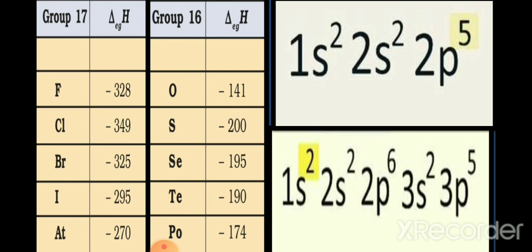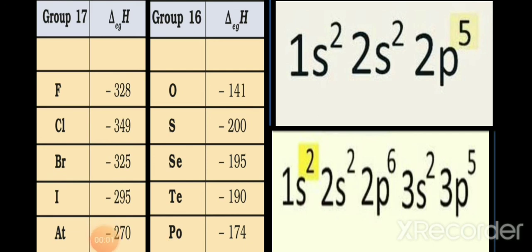But the electron gain enthalpy of chlorine is more negative compared to that of fluorine. Similarly, in group 16, we can find that the electron gain enthalpy of sulfur is more negative compared to that of oxygen. More negative electron gain enthalpy means chlorine can easily gain an electron compared to fluorine. Similarly, if we consider oxygen and sulfur, sulfur has more negative electron gain enthalpy than oxygen. It means sulfur can easily gain an electron compared to oxygen. We have to find the reason.